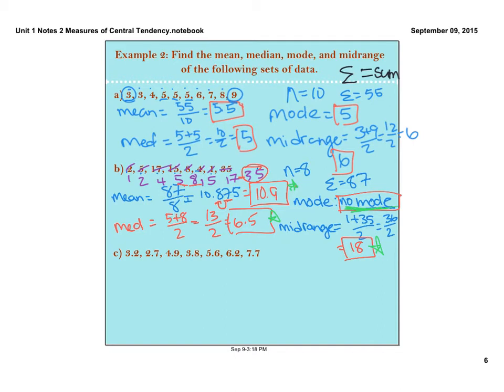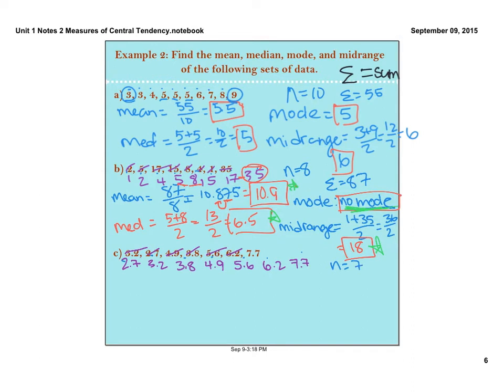So the first thing, again, I'm going to take this data set and I'm going to list it in order. It looks like my lowest point is 2.7. So 2.7 is going to come first. I don't have any more 2s. So then I have 3.2. Then I have 3.8. Then I have 4.9. Then 5.6. Then 6.2. And 7.7. All right, so if I go through here and count my number of data points, 1, 2, 3, 4, 5, 6, 7, my n is equal to 7.